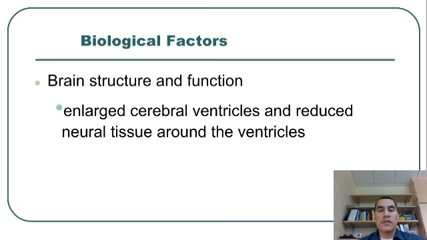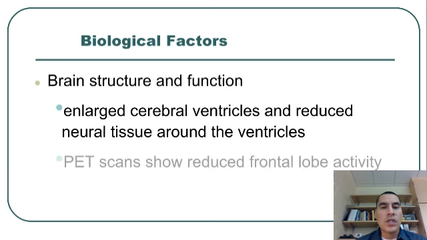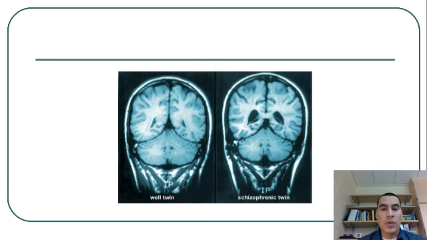People with schizophrenia have been found to have what we call enlarged cerebral ventricles. These ventricles are basically the spaces between the wrinkles and the folds here in the cerebral cortex, the outer shell of the brain. They have reduced neural tissue around these ventricles. So the result here is that we also see some reduced frontal lobe activity. The result is what you see here in these scans.